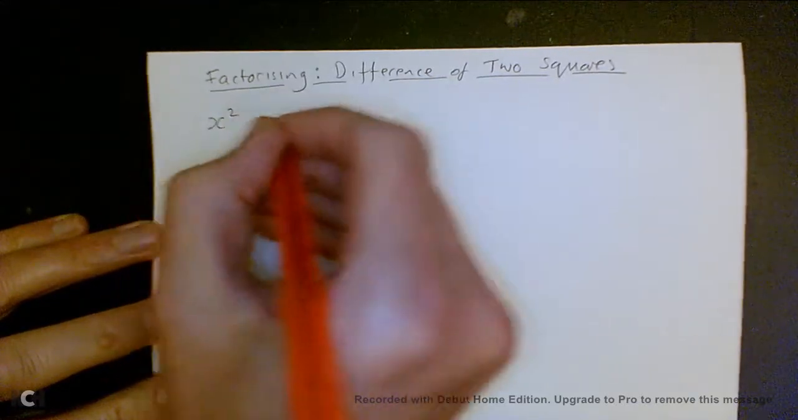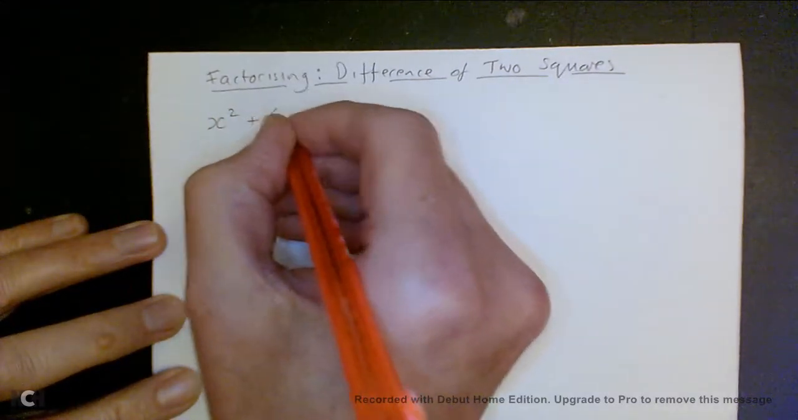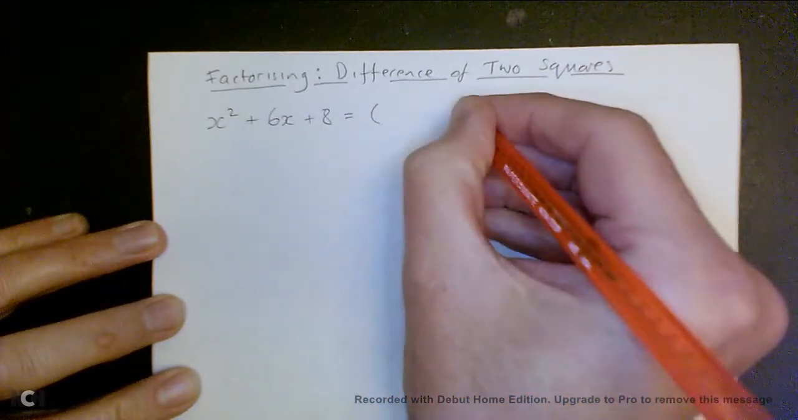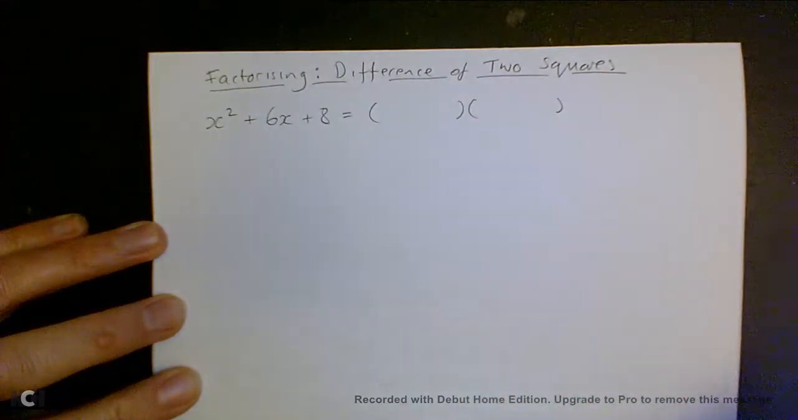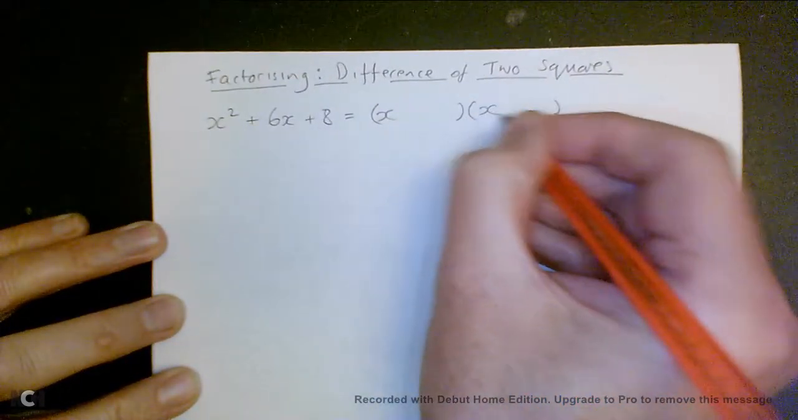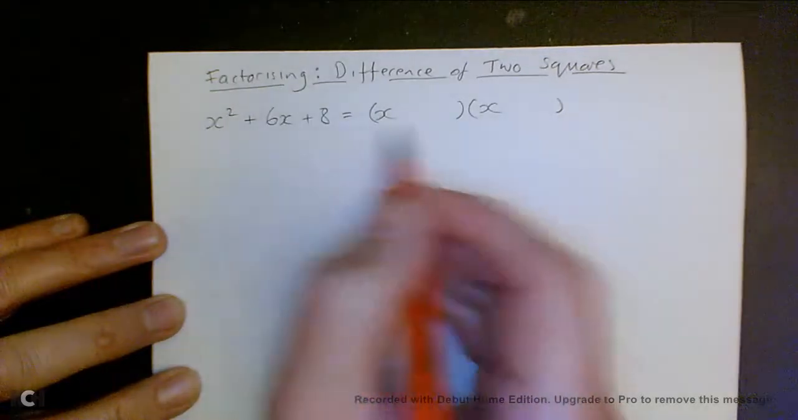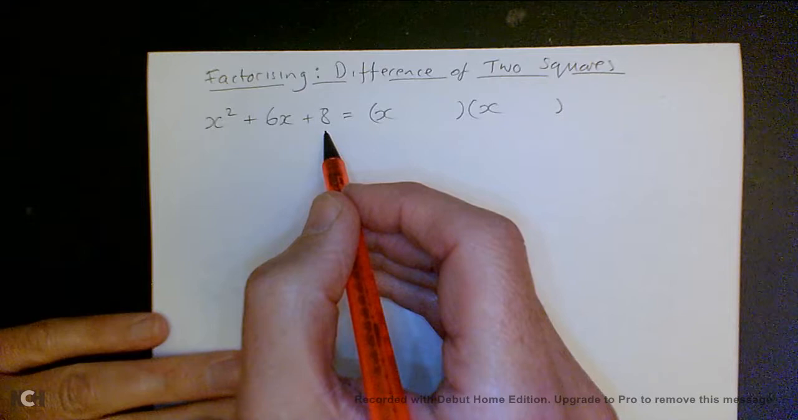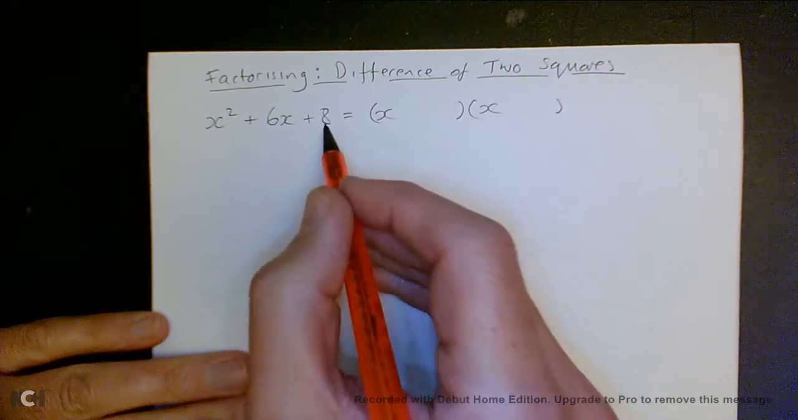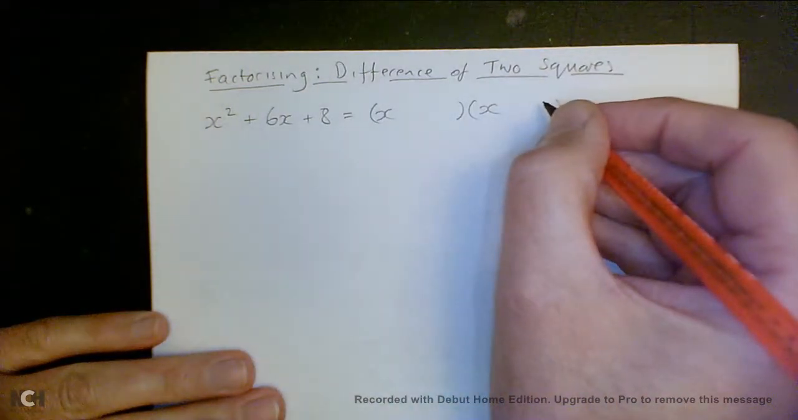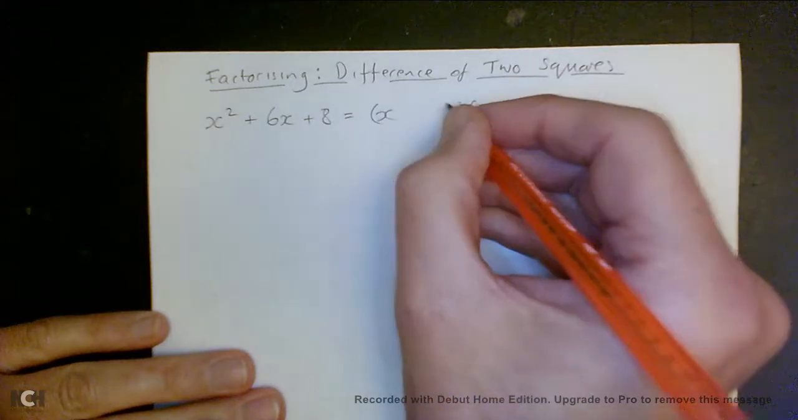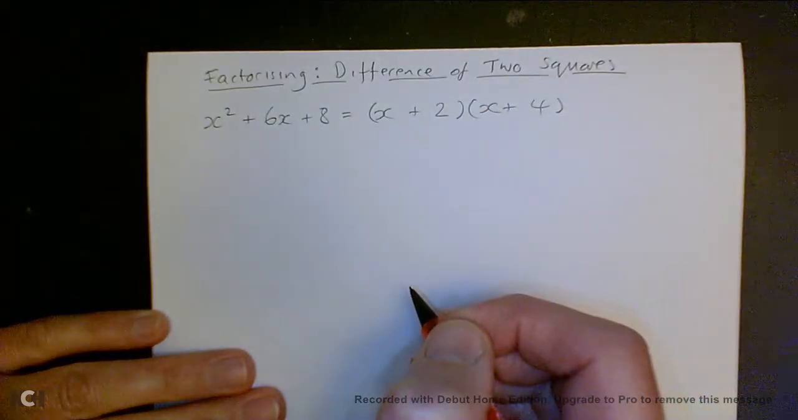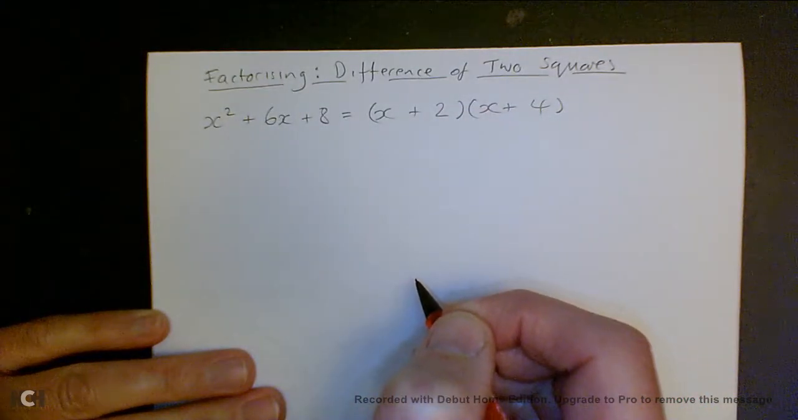If you have x squared plus 6x plus 8, factorizing means you put it into two brackets. The beginning will be an x because we've got x times x to give us the x squared. Then we're looking for two numbers that multiply to give 8 and add to give 6. So two numbers that multiply to give 8 would be 2 and 4, because they add to give 6. So that would be factorizing that quadratic expression.